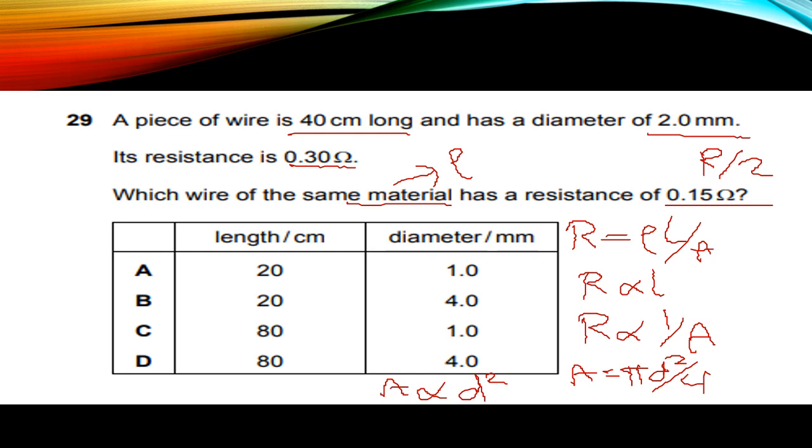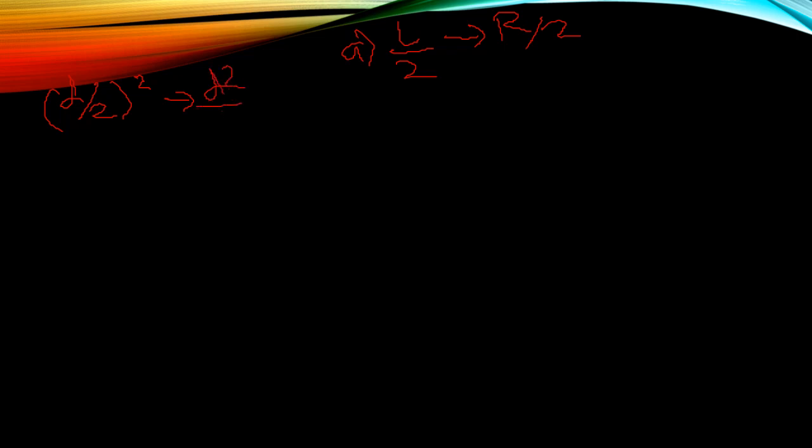So let's look at option A. Go to the next slide for that. So in option A, the length has been halved, right? So that means that my resistance is going to be halved, but at the same time, my diameter has also been halved. So putting that into the square, I end up with d squared over 4. That means that my area is also going to be divided by 4, which means my resistance is going to be multiplied by 4 because it's an inverse relationship.